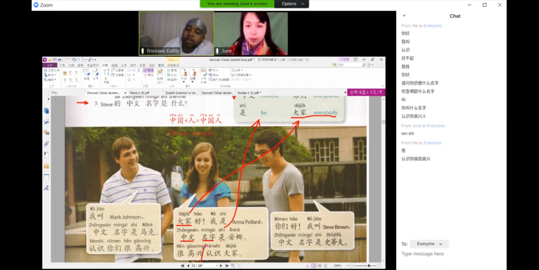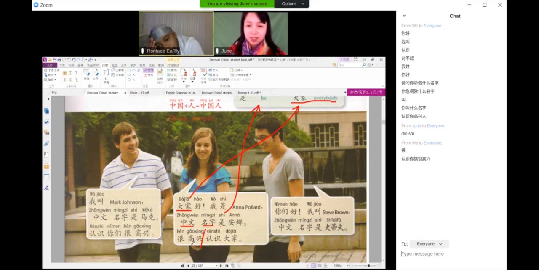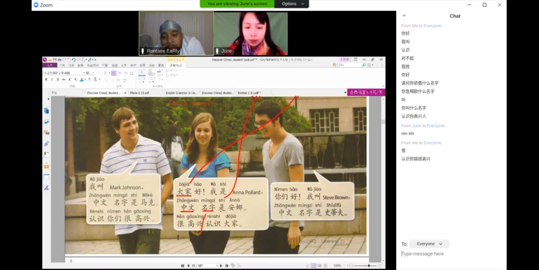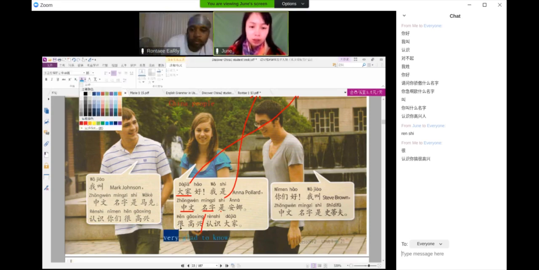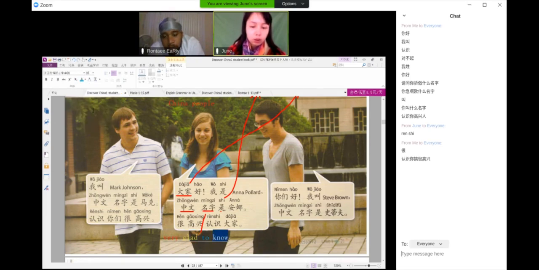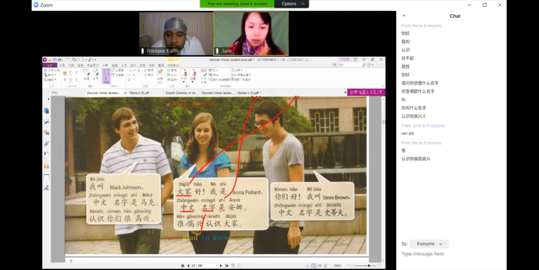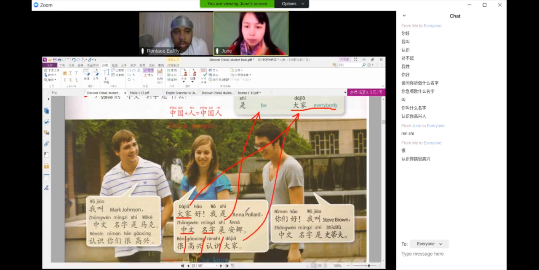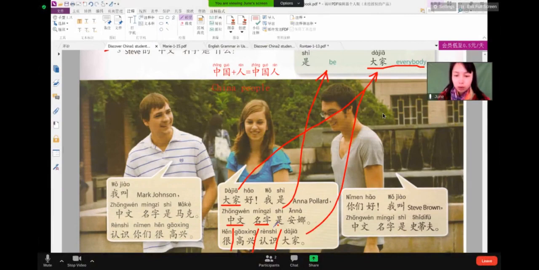What does 很 mean? Do you remember? 很高兴认识你。 I forgot what 很 means. 很 means very. I'm very glad to know everybody. That's right. So 很 is very, 高兴 glad, 认识 to know, and 大家 is everybody. I'm going to use a line like this to help you separate the words. Any questions for this part?